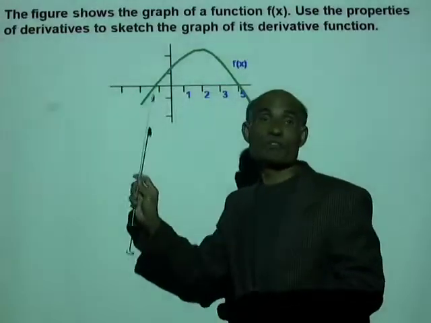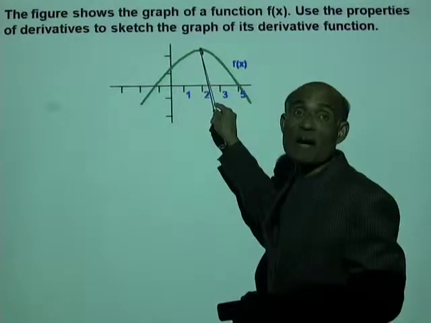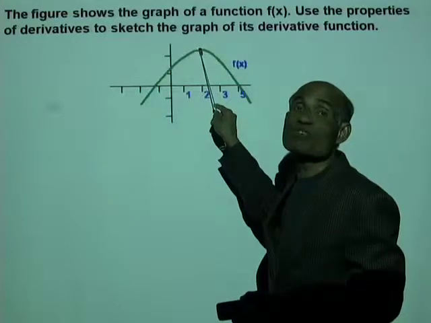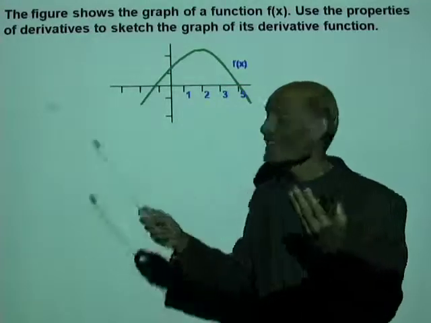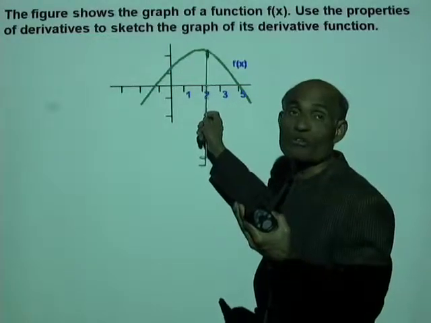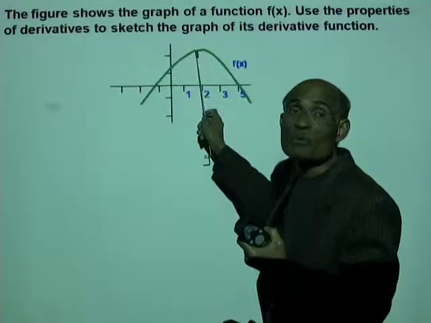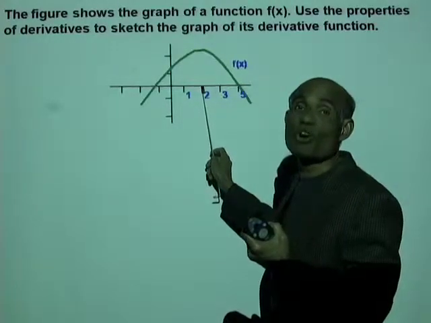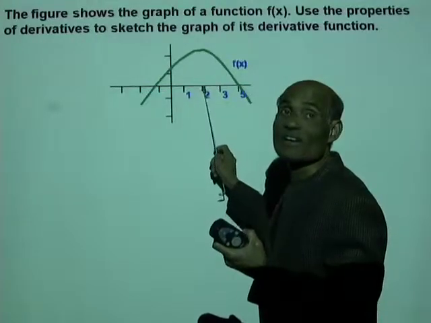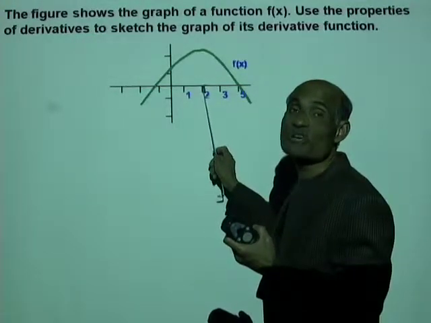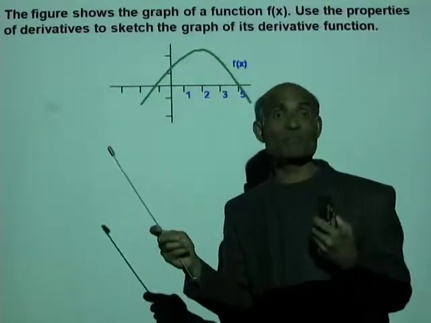First of all, I will say the function has a maximum value here. And what is the value of the derivative at the maximum value? The tangent line there will be horizontal and the derivative will be 0 there. That means at x equal to 2, the derivative is 0. That means when you draw the graph of the derivative, it will cut the x-axis at x equal to 2. In other words, this is the x-intercept of the graph of its derivative. You see, one important piece of information.